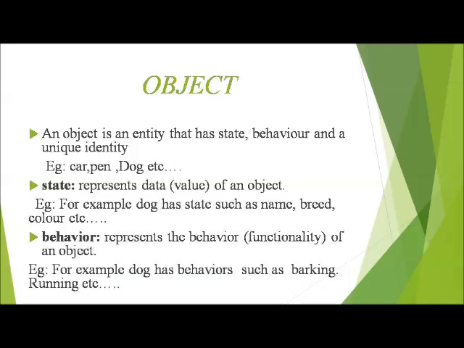State represents data, value, of an object. For example, a dog has states such as name, breed, color, etc. Behavior represents the behavior, functionality, of an object. For example, a dog has behaviors such as barking, running, etc.